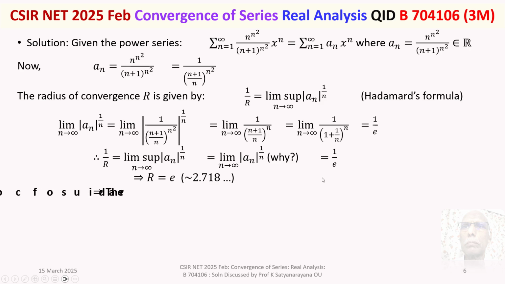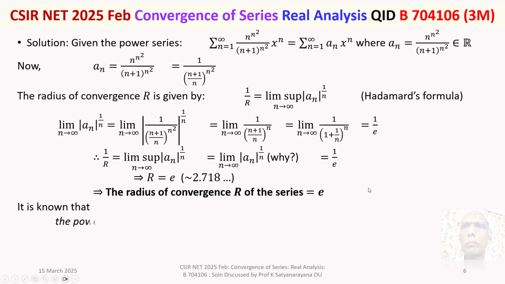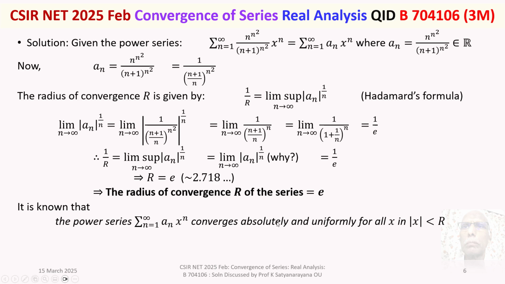Agreed. Now, the radius of convergence, capital R, of the series is e. We recall a well-known result. The power series sigma n equals 1 to infinity a_n x to the power n converges absolutely and uniformly for all x with mod x less than r. That means the open interval minus r to plus r, for all x belonging to minus r to plus r.